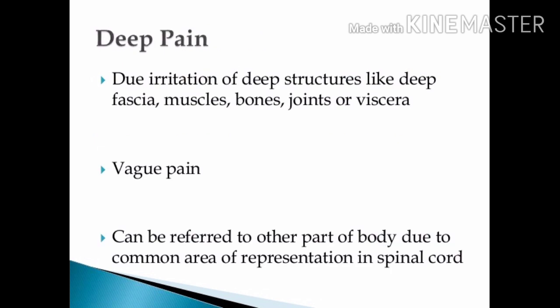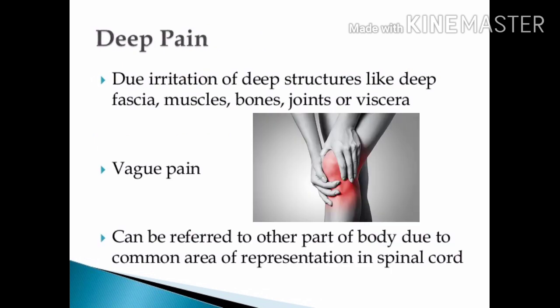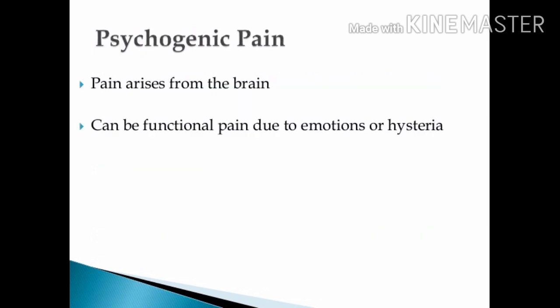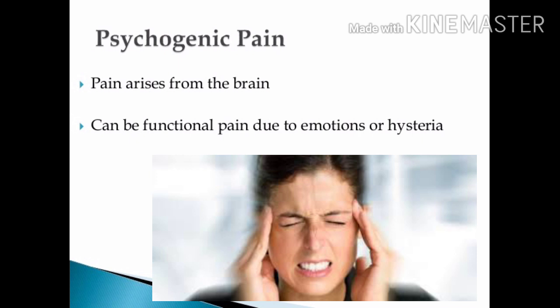Whereas in deep pain, the deep structures of the body are involved. The irritation is in the deep structures of the body, like deep fascia, muscles, tendons, bones, viscera, joints. So these are the structures that are involved in deep pain. Whereas in psychogenic pain, the pain arises from the brain and it may be due to emotional distress or any hysterical conditions, or there may be lesions in the thalamus or hypothalamus or spinothalamic tract. So these are the reasons for psychogenic pain.